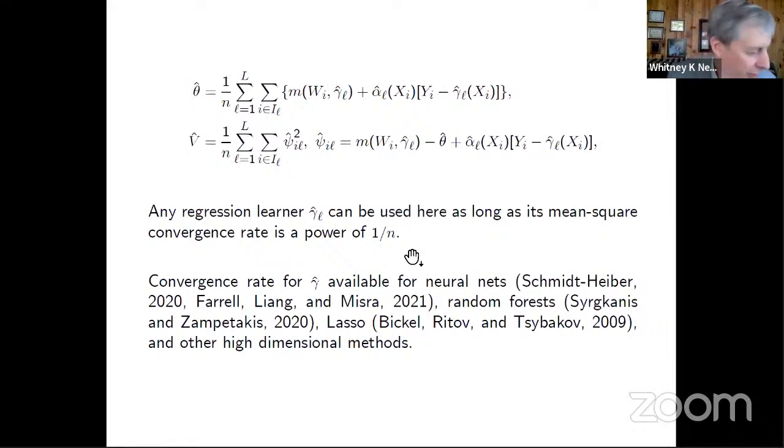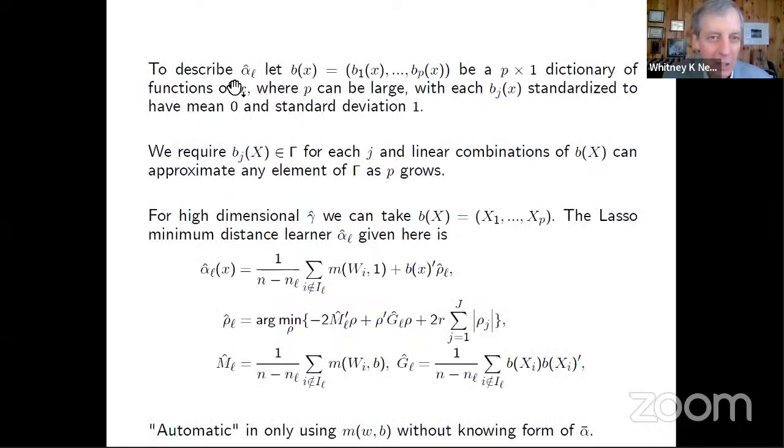Okay, so we're still waiting for alpha hat. Now we're going to tell you how to do alpha hat. To describe alpha hat, let B be some dictionary or basis of functions of X where P can be large. So this is going to be a lasso kind of thing. And again, each B_j of X is standardized to have mean zero and standard deviation one. Now we require each B_j of X to be an element of gamma for each j. So whatever your regression function is that you're estimating, partial linear, whatever, B_j has to be an element of that. And linear combinations of B can approximate any element of gamma as P grows. So we think about this as a basis of functions for whatever our set of regressions is.